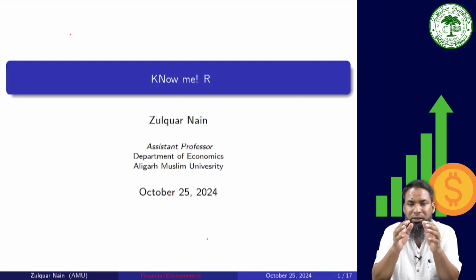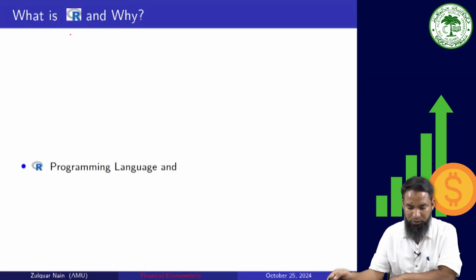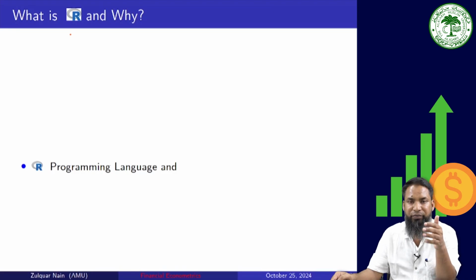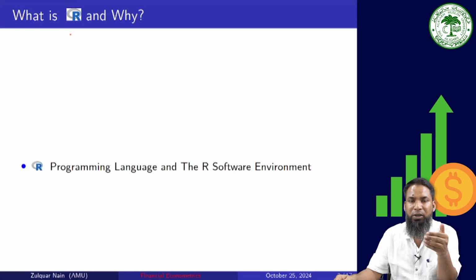So let's first discuss briefly about R. R basically is a programming language, and also it's a software environment. We have heard of different programming languages, for example C++, Java, HTML. There is another programming language we have, that is the R programming language, which is quite well known and widely used across the field and across the professions.